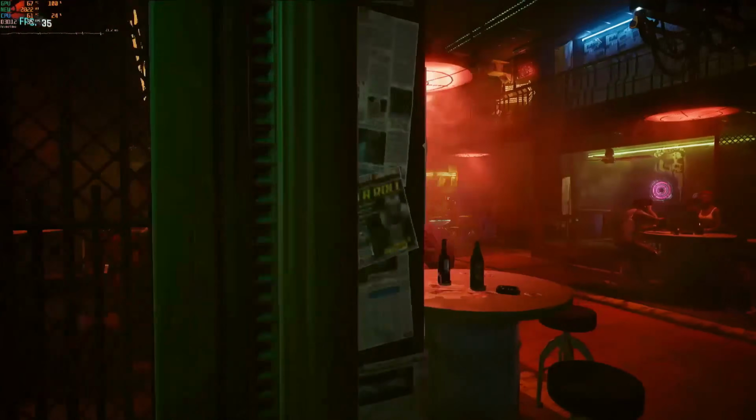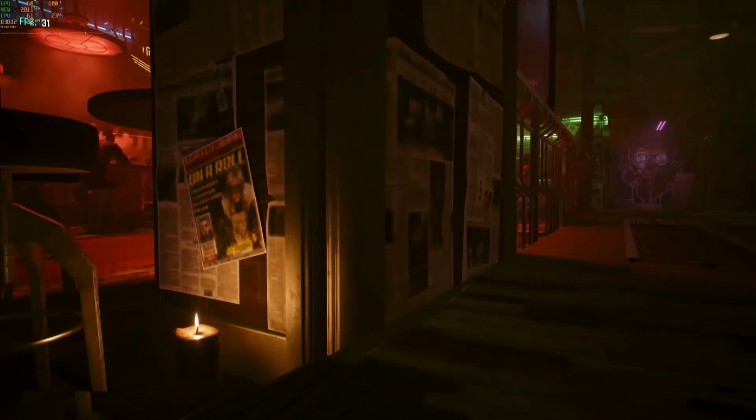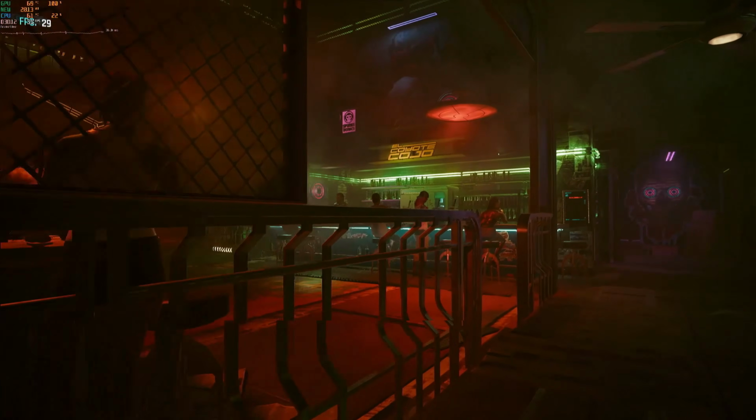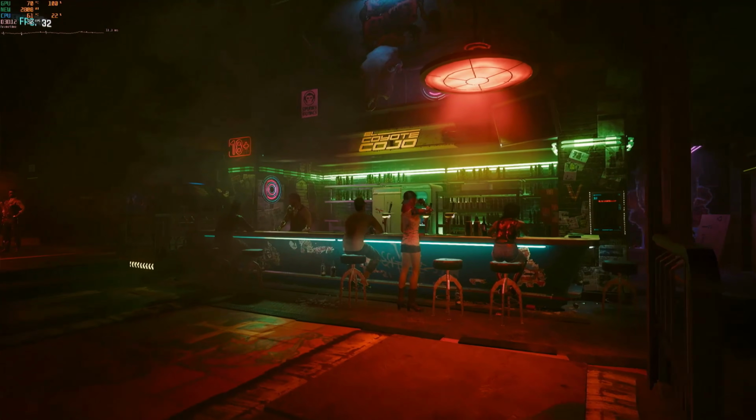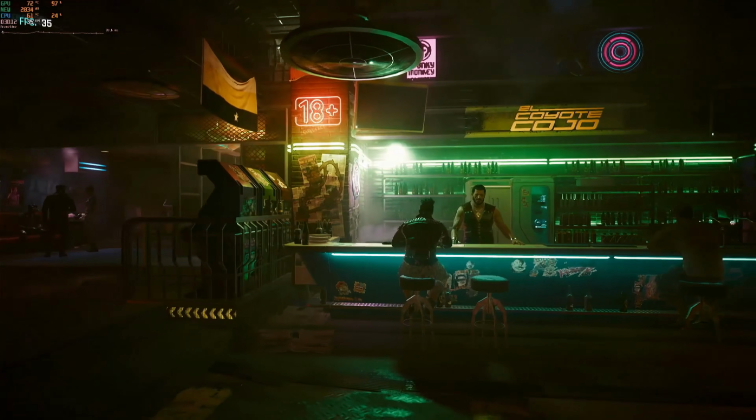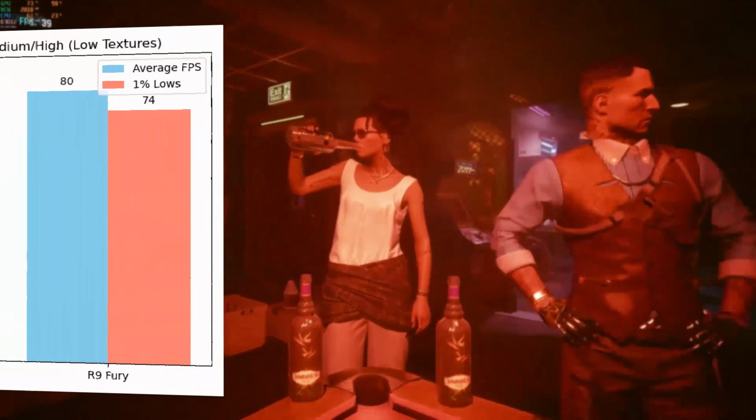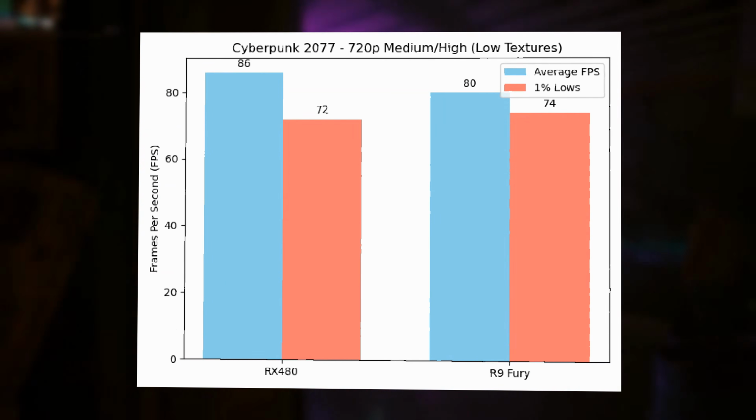Now, Cyberpunk 2077 is an interesting one, as we did benchmark the game with the same settings on both cards where we used low textures and medium and high settings, which tended to be the best way to get the game looking and running rather good, as the effects and the shaders do tend to make up from the deficit of the texture resolution.